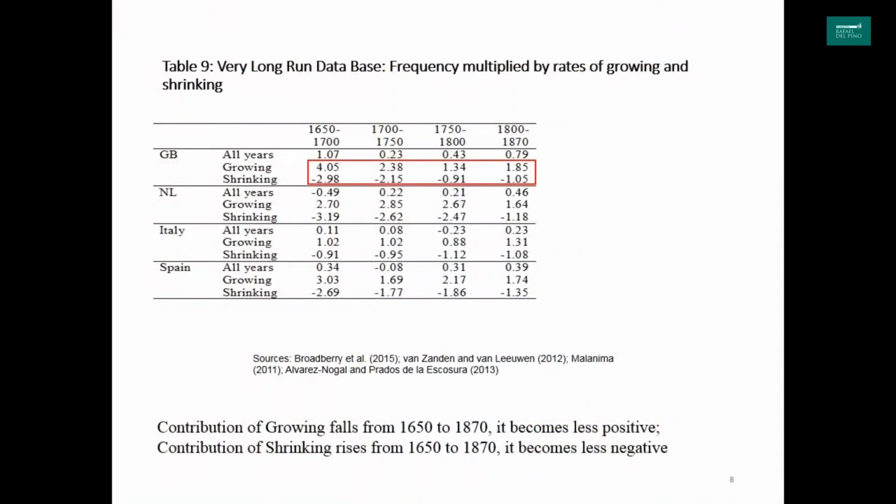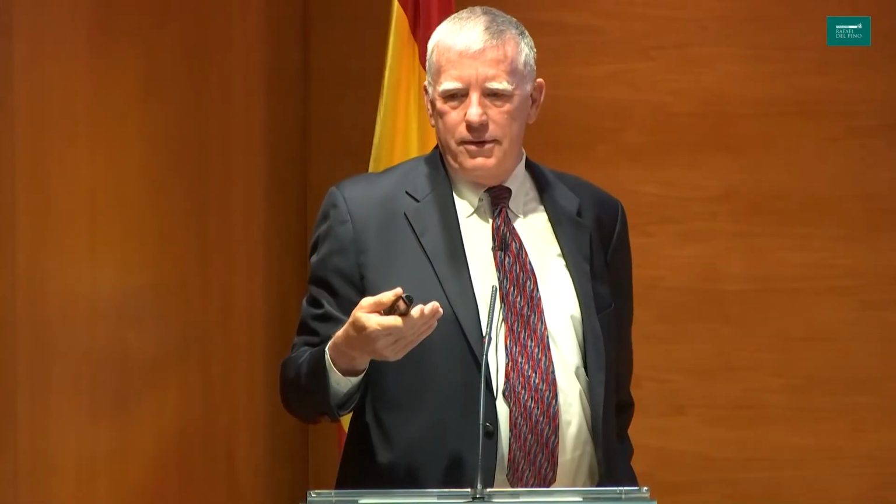So if we look in Britain, the growing rate from 1650 to 1700 was 4% per year. When the economy was growing, it was growing at 4%. The shrinking rate was 3%. So the net growth rate in that period from 1650 to 1700 was about 1%. But notice, it was growing great. When they were growing, they were growing. So it wasn't like in the Middle Ages or earlier that when they didn't grow, it was because there was no growth. They grew fast. But there was an offsetting shrinking going on at the same time.